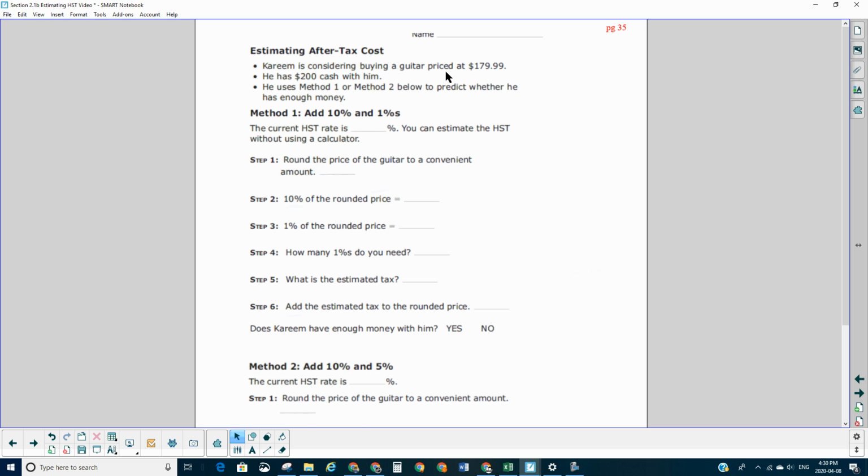So we know that $179.99 is the price, and we're going to pay 13% HST in Ontario. Instead of doing the math on $179.99, we're going to do it on $180. So first, 10% of this, we're going to move one decimal place to the left, is $18. 1%, we're going to move two decimal places, and it's $1.80. Now, how many of these 1%s do we need? Well, we need three of them. Remember, we've got the 10% plus 1 plus 1 plus 1 to get 13.